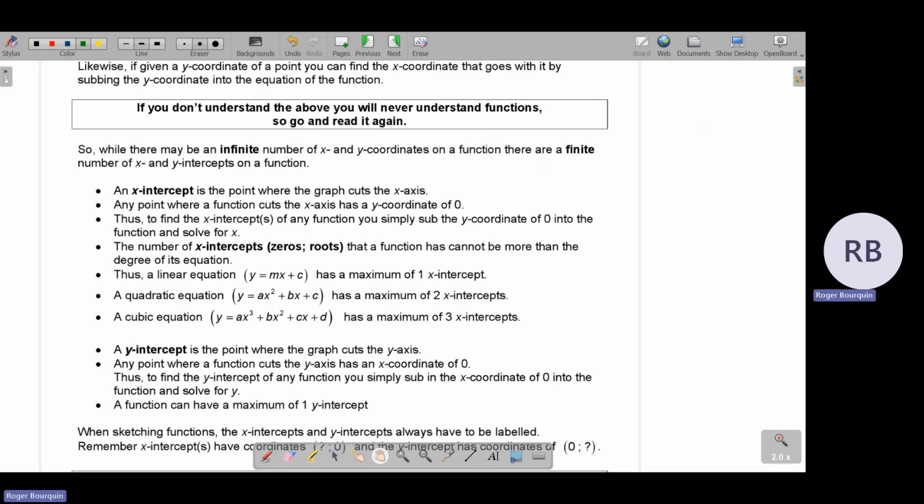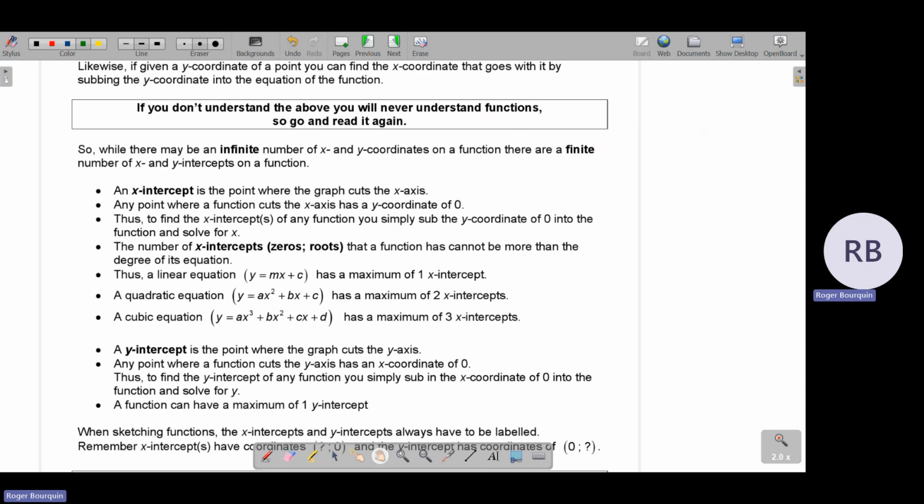While there may be an infinite number of x and y coordinates on a function, there are a finite number of x and y intercepts on a function. You need to get your language right. Every single point is made up of an x coordinate and a y coordinate. But an x-intercept is what? Where the graph cuts the x-axis. And the y-intercept is where the graph cuts the y-axis. Get your language right. Maths is a language. Carry on, please.